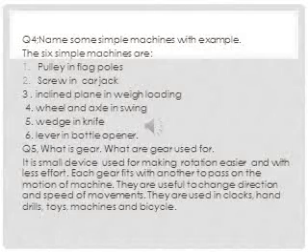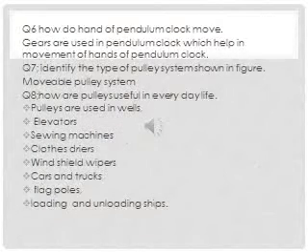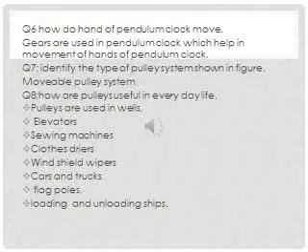What is gear? What are gears used for? Gear is a small device used for making rotation easier with less effort. Each gear fits with another to pass the motion of the machine. They are useful to change the direction and speed of movement. They are used in clocks, drills, machines and bicycles. Question number 6. How do the hands of a pendulum clock move? Hands of a pendulum clock move with the help of gears. Gears are used in a pendulum clock which help in movement of the hands of the pendulum clock.